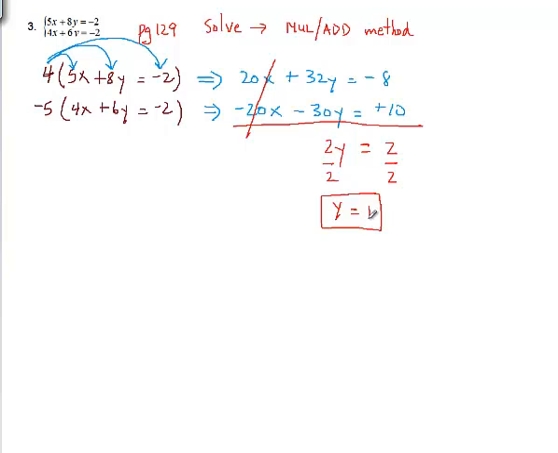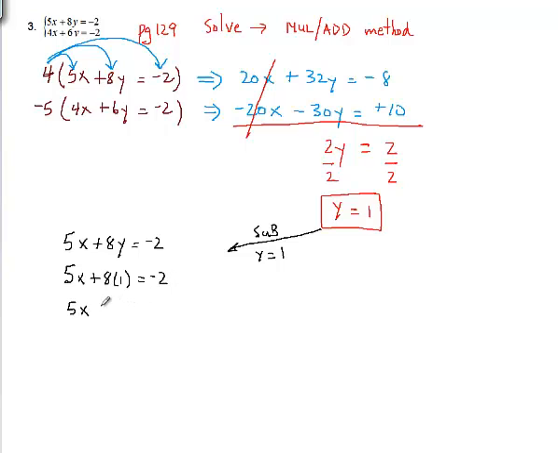Now you can repeat this process and eliminate the y to solve for x, or you can simply sub back into one of the equations. Most students do that. They'll take y equals 1 and sub it into one of the equations. It doesn't matter, so I'll just pick the top one: 5x plus 8y equals negative 2. Really we could call this method the multiplication addition substitution method, because the last step is subbing back in. So 5x plus 8 times 1 equals negative 2. I sub 1 in for y.